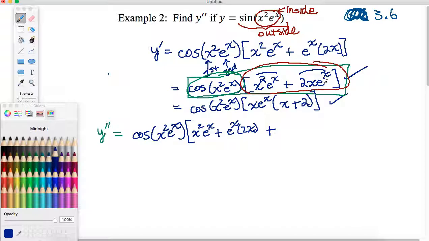And then I got to go do the product rule over here. So I have my first function times the derivative of the second, derivative of e to the x is e to the x, plus the second function, which is e to the x, times the derivative of the first function, which is 2.